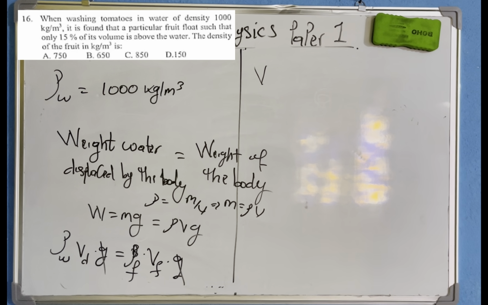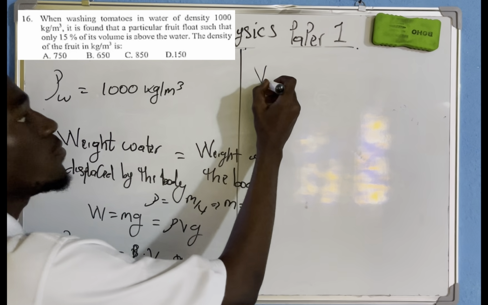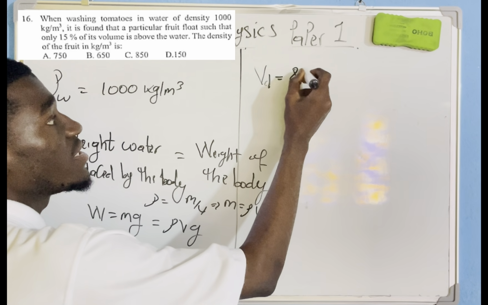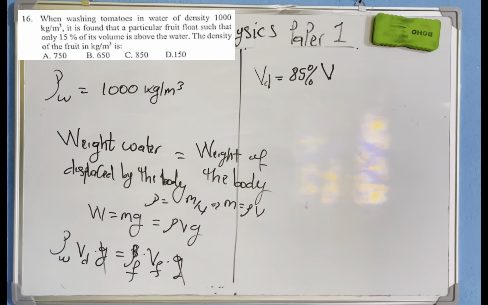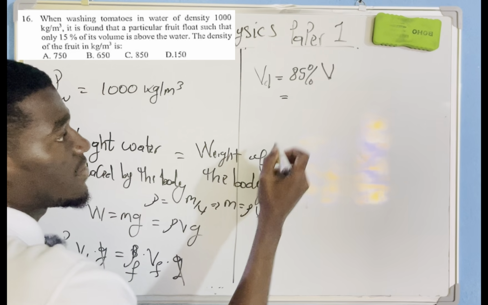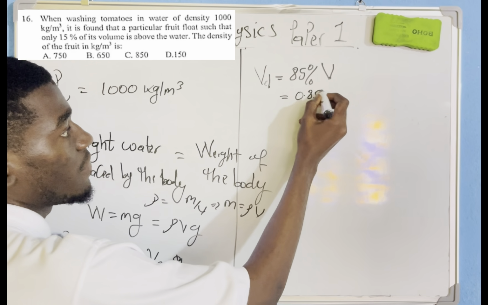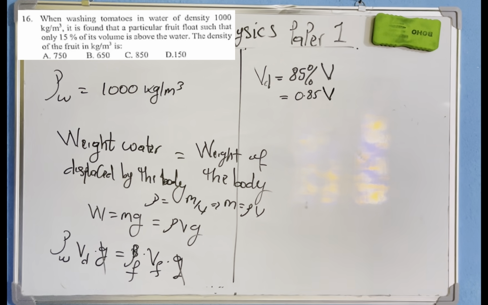85% is below. Are we understanding? 85% is inside the water. It means that the volume of water displaced here should be 85% of the total volume of the fruit. Okay. Now, from here we will calculate 85% the same as 0.85 V. Okay, then we'll come and replace here.